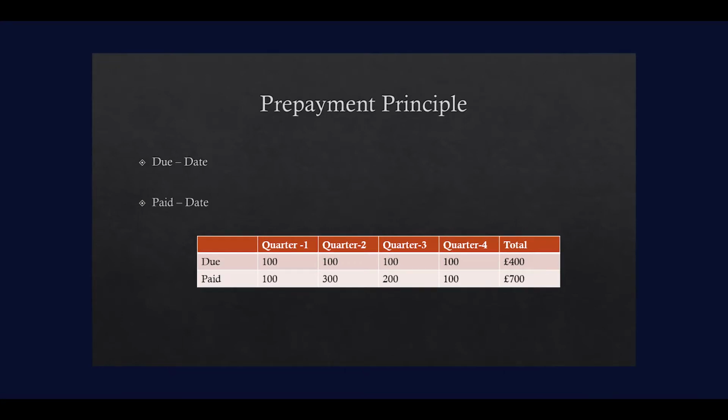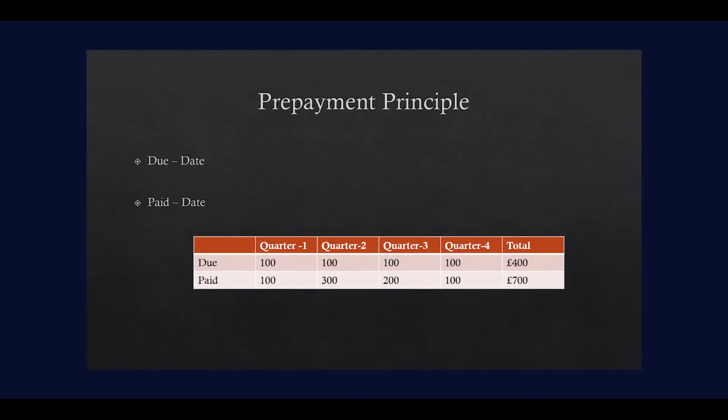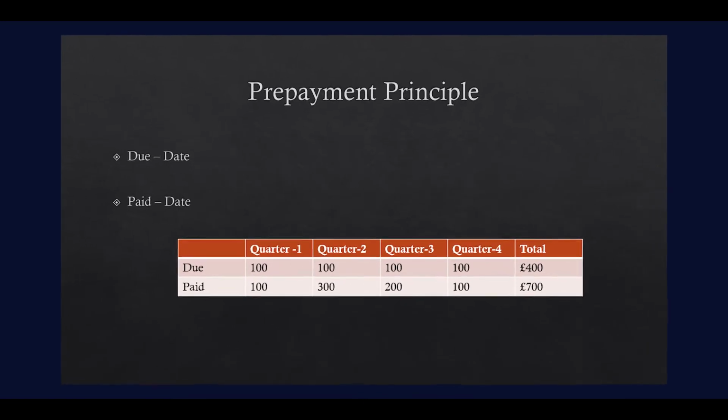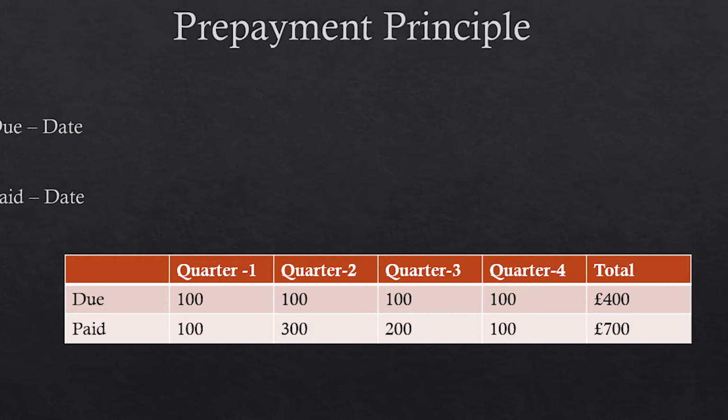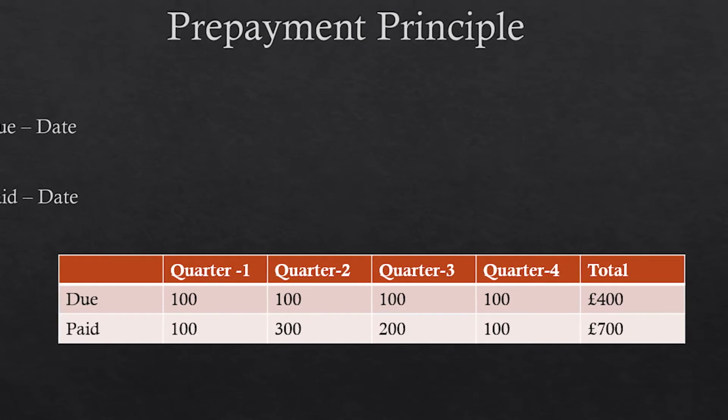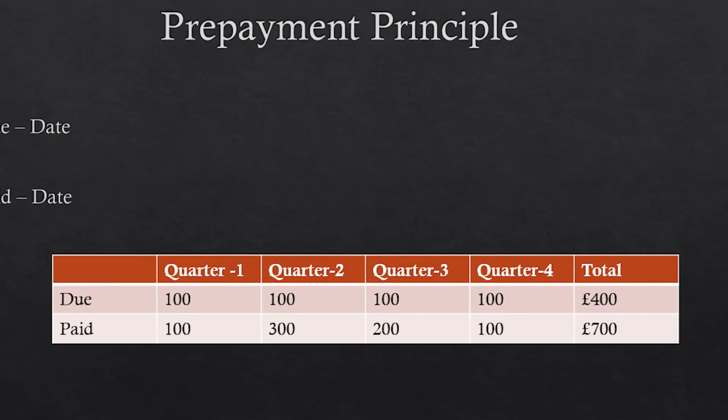So let's say we were to divide expense in various quarters. We have generally 4 quarters in accounting. So let's say 100 is due every quarter. So 100 in quarter 1, 100 in quarter 2, 100 in quarter 3, and 100 in quarter 4. So that's 400 due.